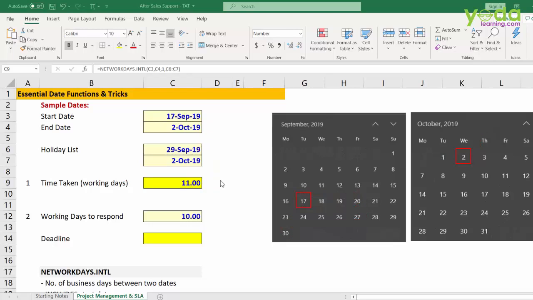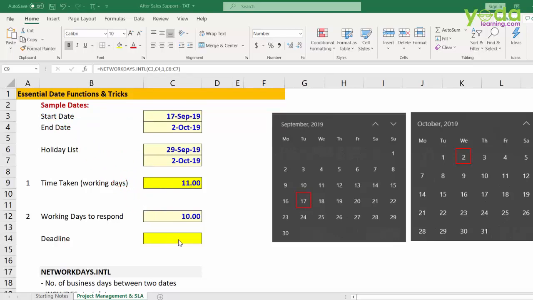Now, the converse is also true. For example, if I tell you that the starting date of a request is 17th September and our maximum lead time is 10 working days, by when should this service ticket request be closed?